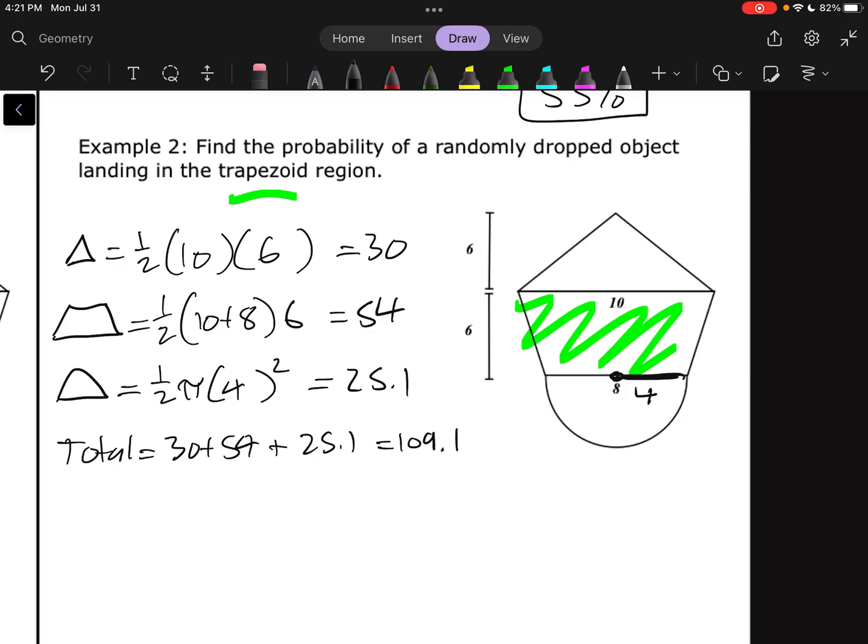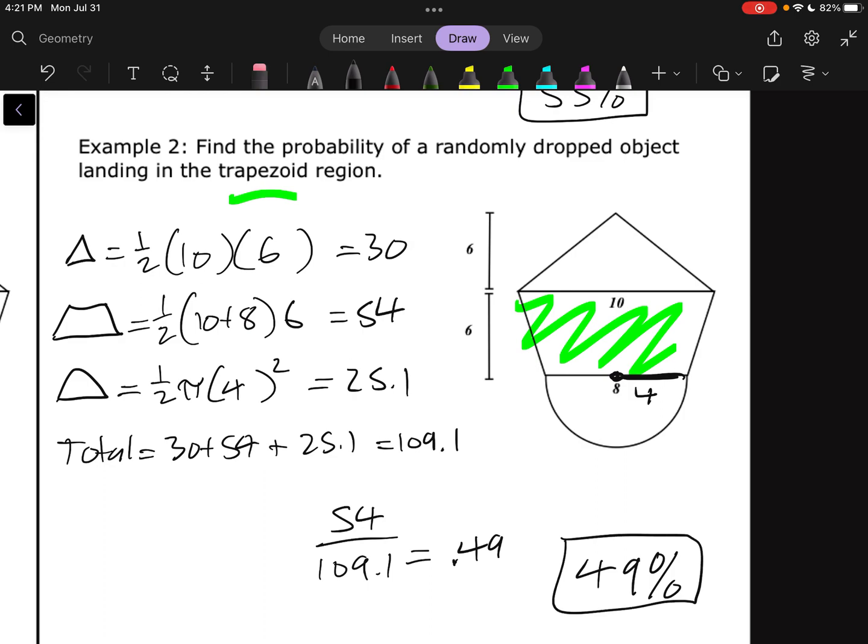Adding all of that up gives me 109.1. So I want to do trapezoid divided by total. 54 divided by 109.1 is giving me 0.49, which would be 49%. All right, hopefully that went well for y'all, and that's going to wrap this video up.